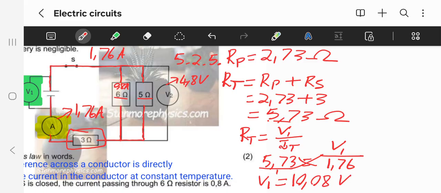So you just press your calculator there to get your answer. You say V1 times 1, you get V1, 5.73 multiplied by 1.76, and this is the answer you are going to get. That's the first way to get to the answer. I'm gonna show you the second way.